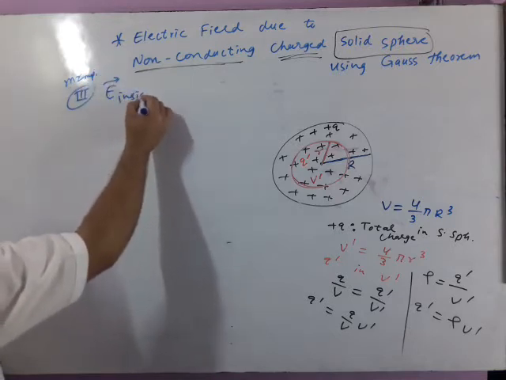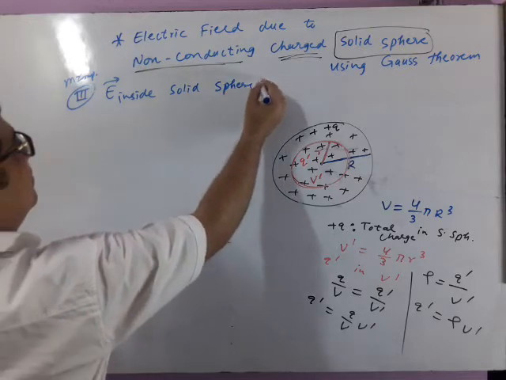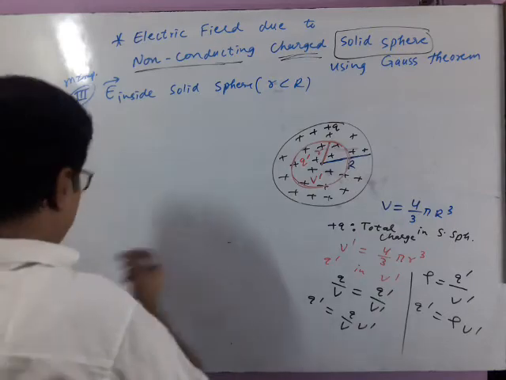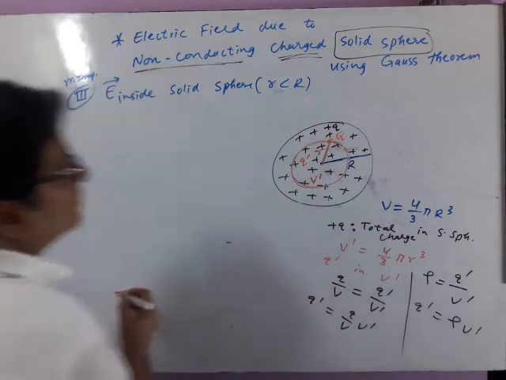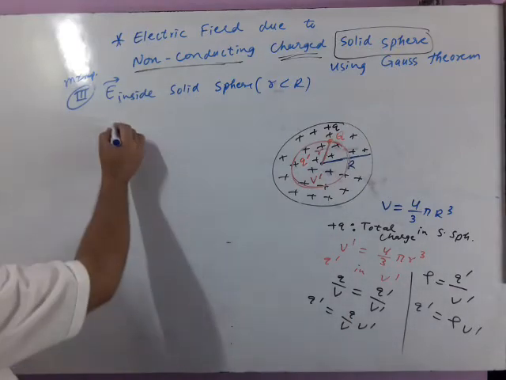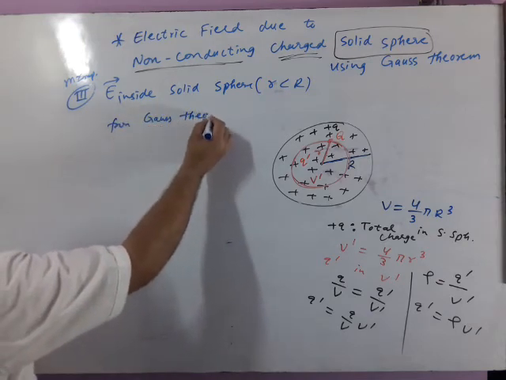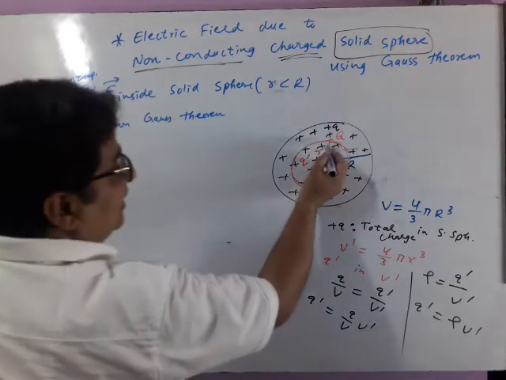Electric field inside a solid sphere. Now for this, a diagram is made. We are finding the electric field somewhere inside, at point Q. So Gauss theorem needs to be applied. From Gauss theorem, first of all you are finding the electric field at Q.